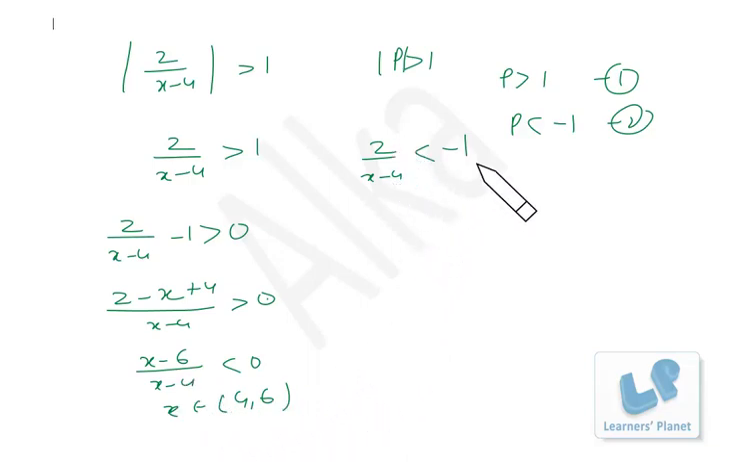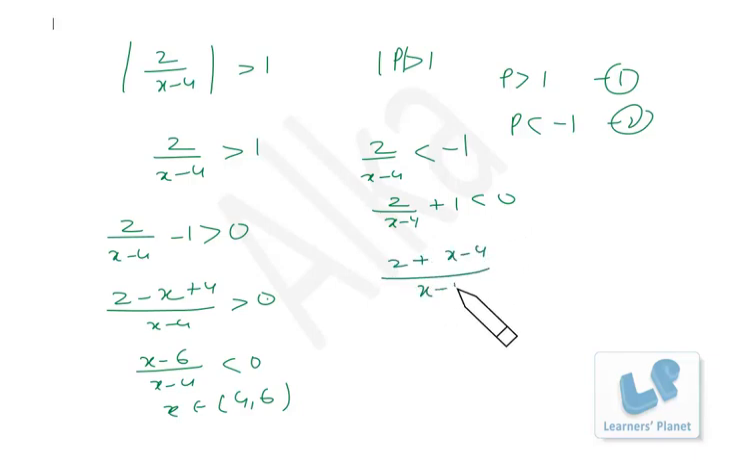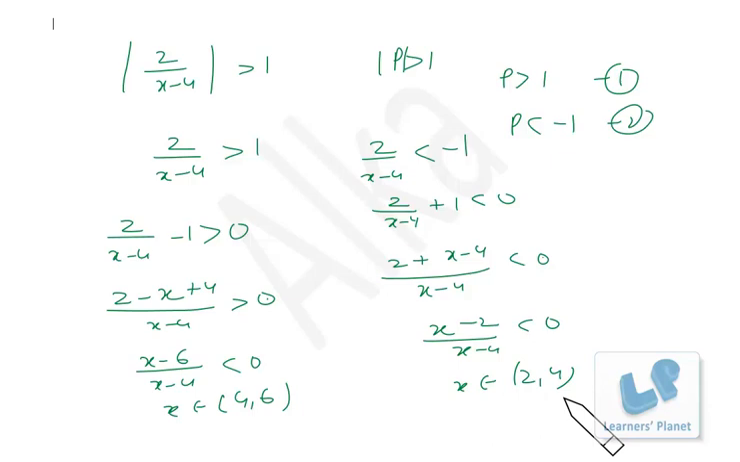Now 2 upon x minus 4 is less than minus 1. So 2 upon x minus 4 plus 1 should be less than 0. So 2 plus x minus 4 upon x minus 4 should be less than 0. So here it is x minus 2 upon x minus 4 should be less than 0. So x should be between 2 to 4, right? So that means x has two ranges. x can be between 2 to 4 and x can be between 4 to 6, right?